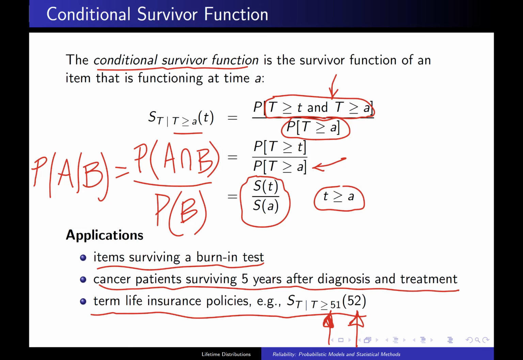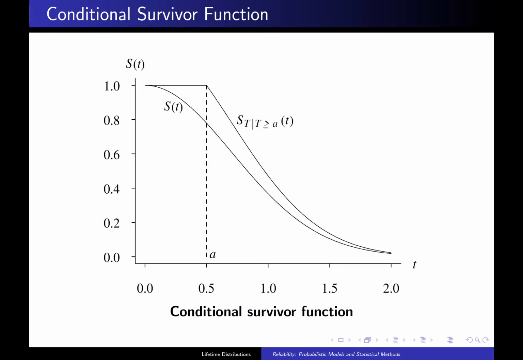The life insurance company likes that because they don't have to pay out on the life insurance policy, and you like it too because you're a year older. So everybody's a winner when a person survives to age 52, and fortunately, that probability is very high. So there's 3 applications of the conditional survivor function, and here's what they look like.